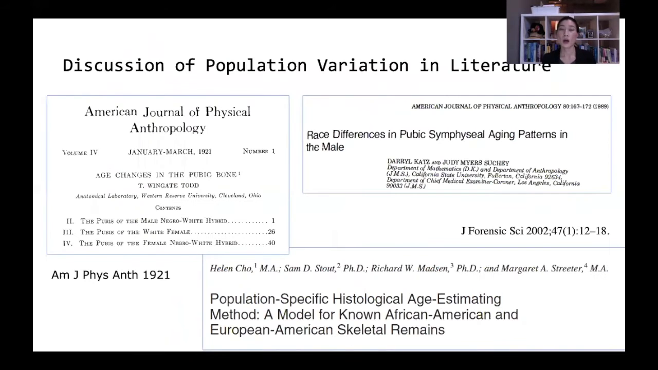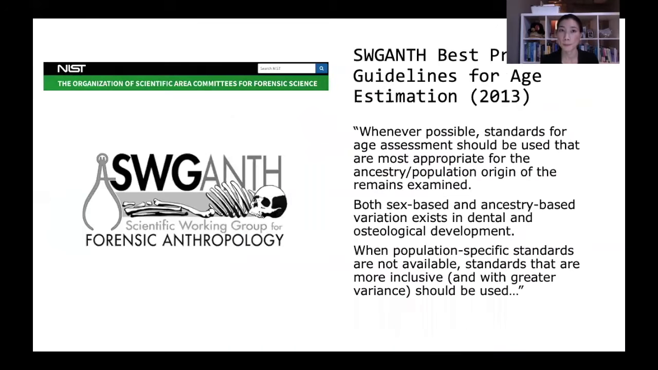And so in more technical terminology, we call that process population variation or population specificity in the skeletal aging process. And it has been a very active area of research since the early 1900s in the biological and pathology literature.